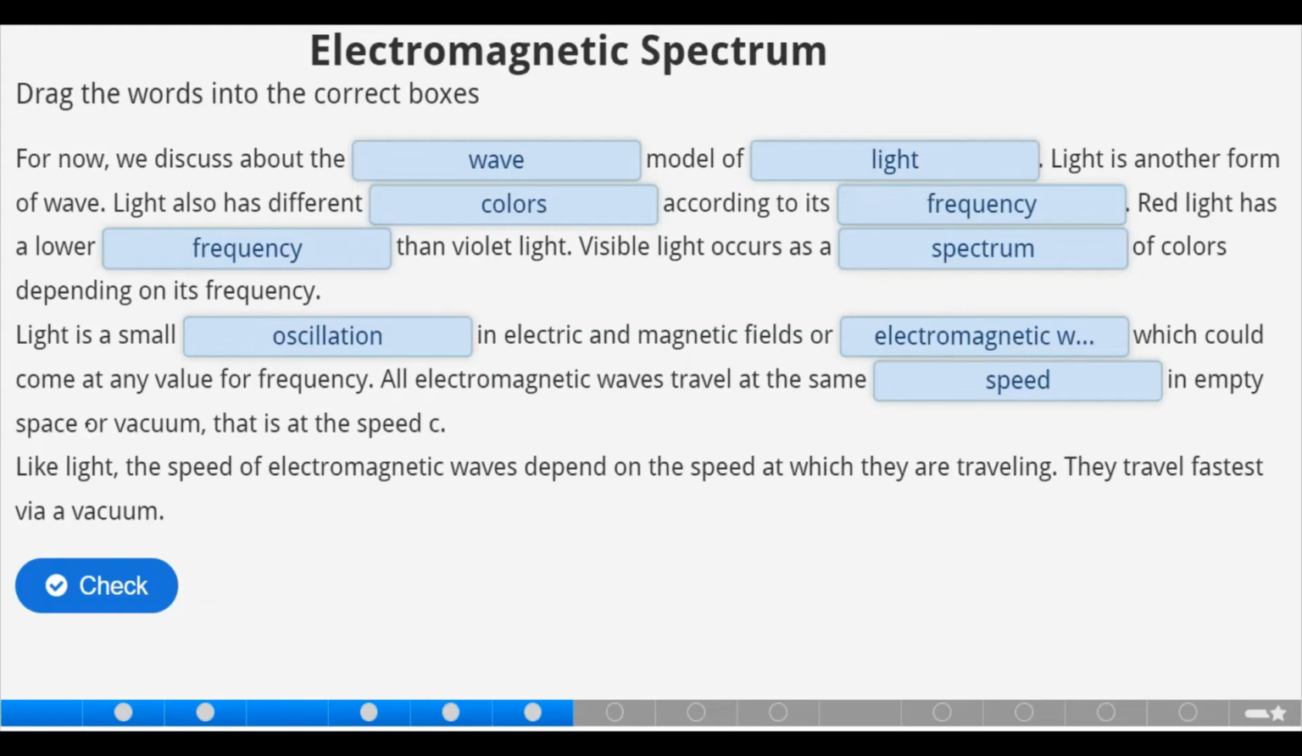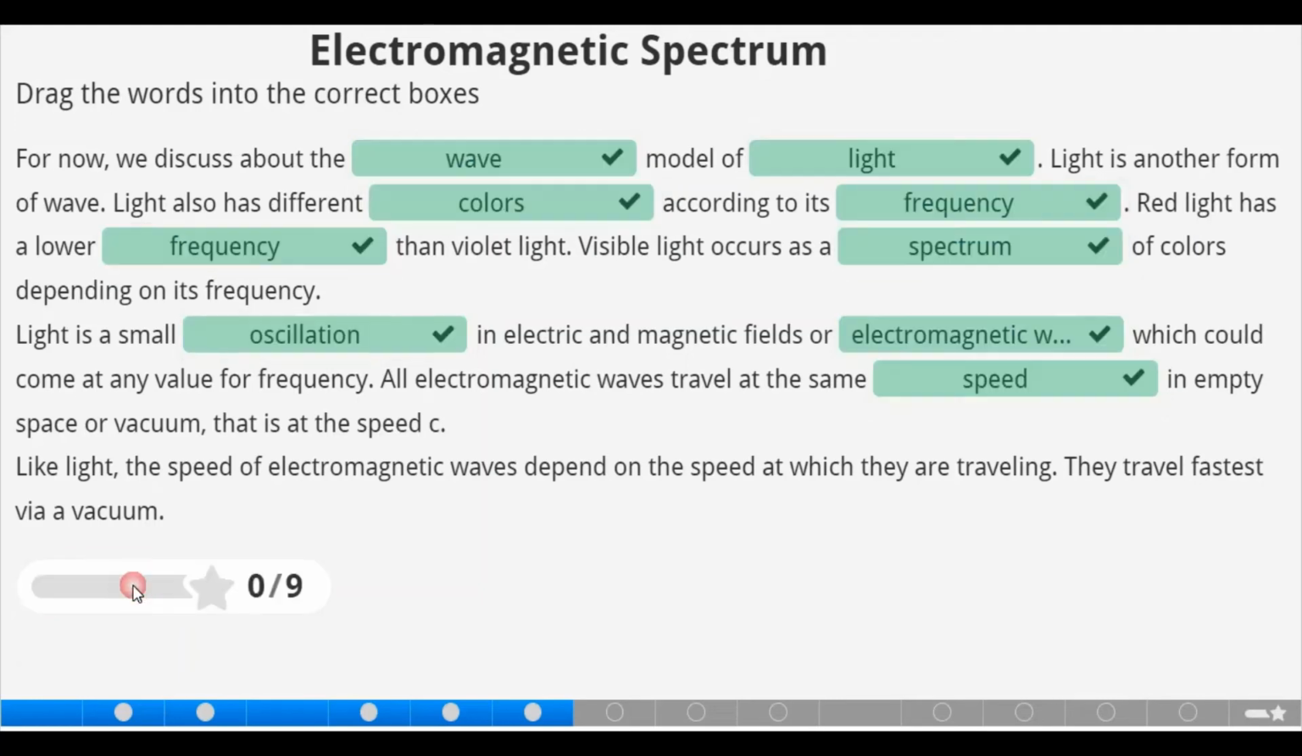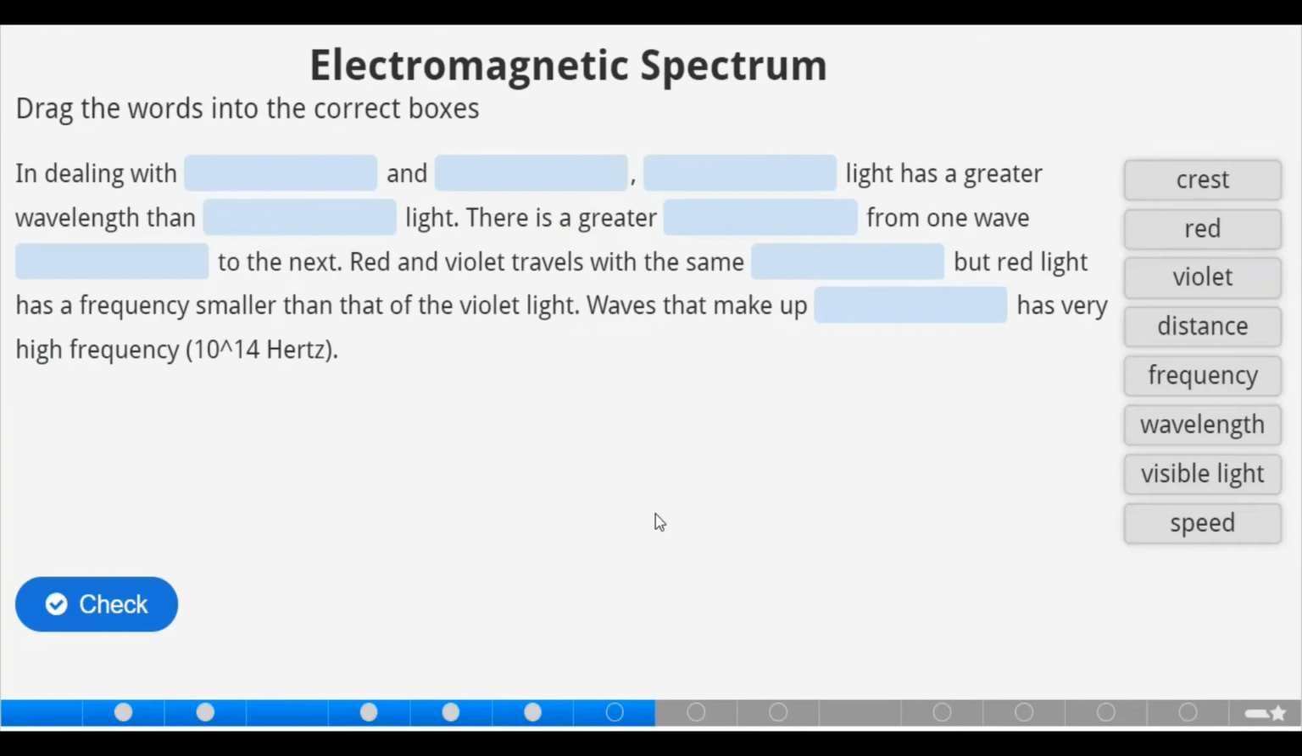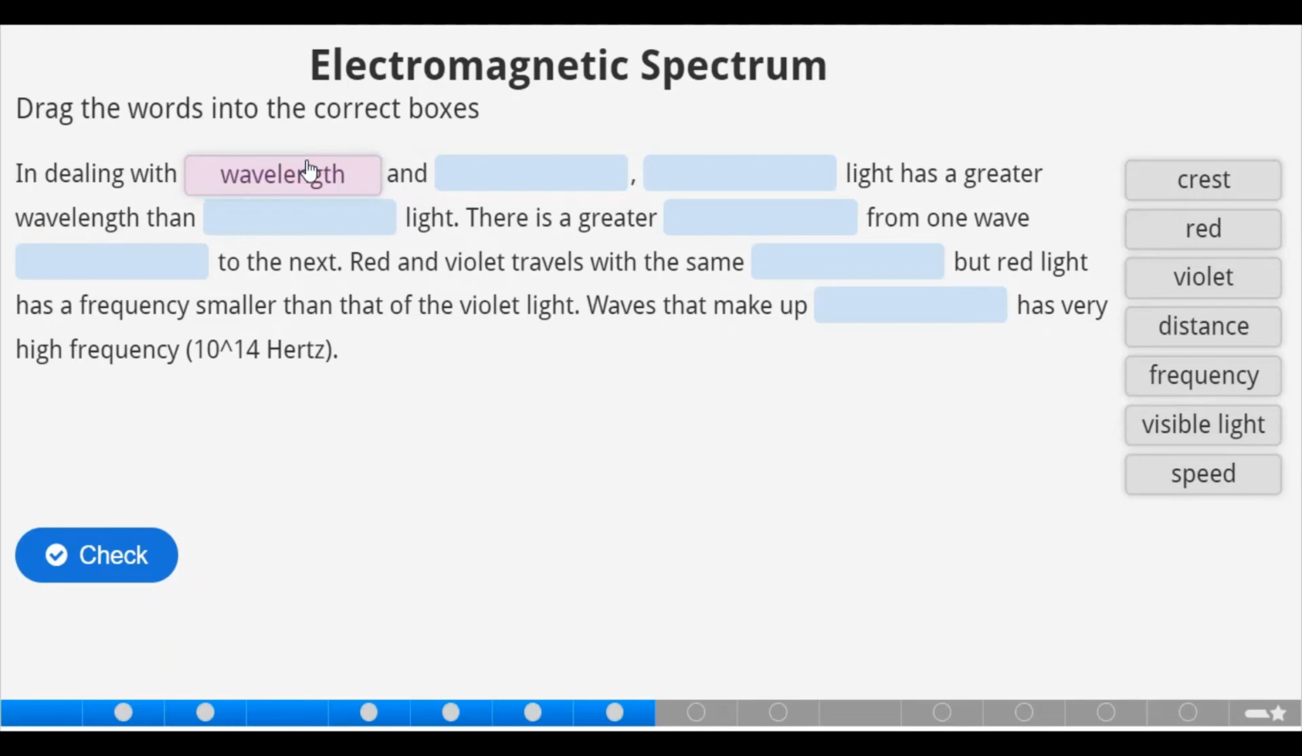Like light, the speed of electromagnetic waves depends on the medium in which they are traveling. They travel fastest in a vacuum. We check. That's correct. Now, still dealing with the electromagnetic spectrum, let's fill the words into the correct boxes, dealing with wavelength and frequency.